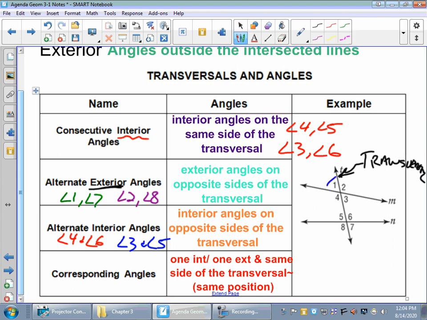So we just take a look at angle 1. Angle 1 is above line M and to the left of the transversal. So which of these angles is also above a line and to the left of the transversal? Angle 5. You can see they're in the same position. They're above one of the lines and to the left of the transversal. So they would be corresponding angles. So you can kind of see the other ones as well. You can see that angle 2 would be corresponding with angle 6. They're above the lines and to the right of the transversal.